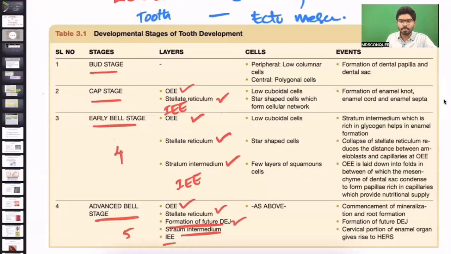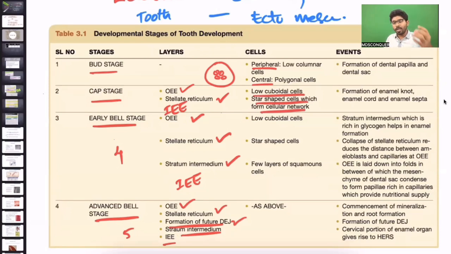Coming to bud stage cells and their shape, they can ask you. For example, in the bud stage, the peripheral cells are low columnar cells, whereas the central part is going to have the polygonal cells. Coming to outer enamel epithelium, it is basically low cuboidal cells, whereas stellate reticulum has star-shaped cells.